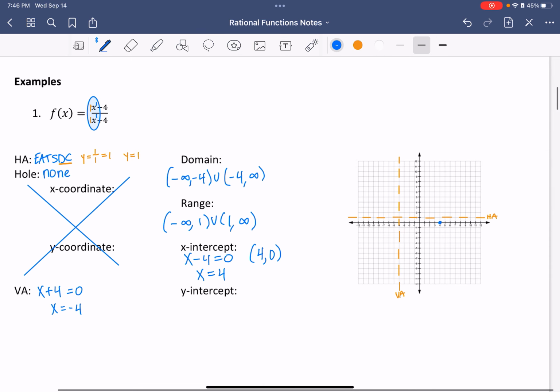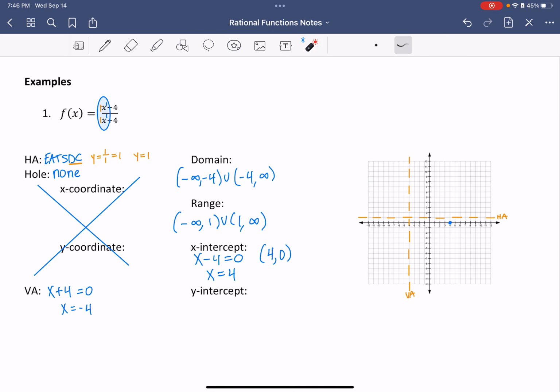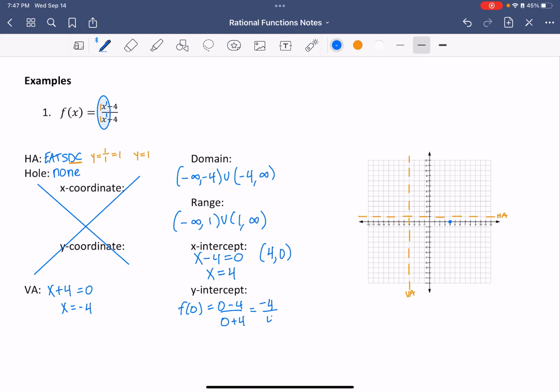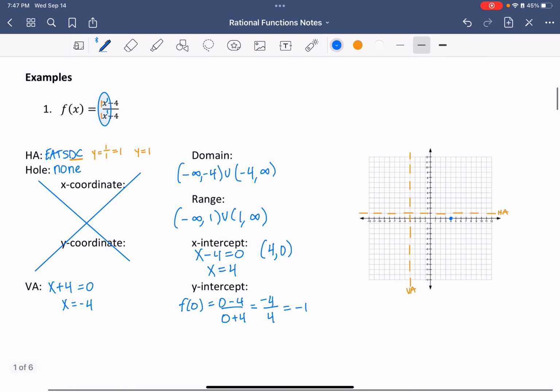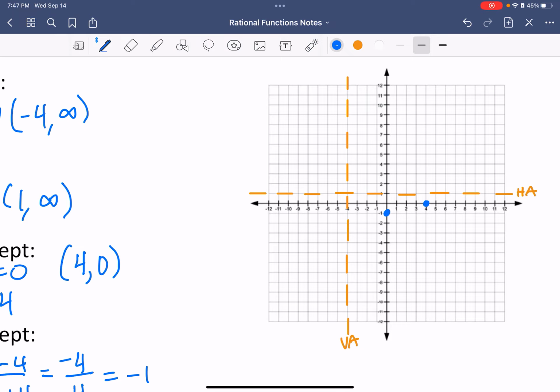The y-intercept, you replace every x and put in a 0. So here I have 2 x's. So instead of these 2 x's, I'm going to put 0 minus 4 over 0 plus 4. Okay, so f of 0 equals 0 minus 4 over 0 plus 4. All the x's got replaced with 0. Okay, 0 minus 4 is negative 4. 0 plus 4 is positive 4. That divides to negative 1. Okay, as a coordinate point, that's (0, negative 1). And I'm going to put that on my graph.